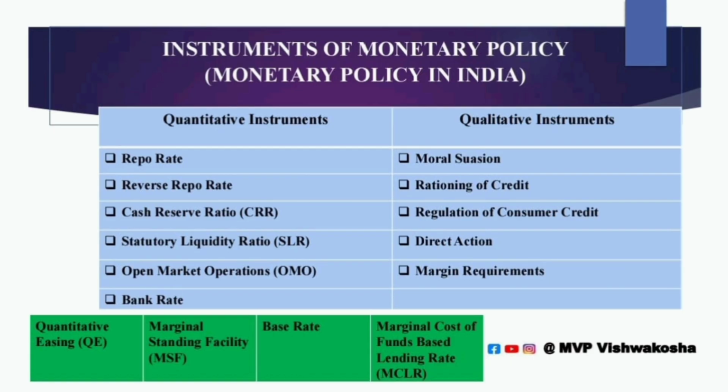Next is the cash reserve ratio, also called CRR. It is the percentage of a bank's total deposits that must be kept in reserve with the central bank.